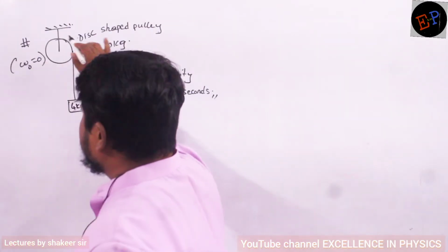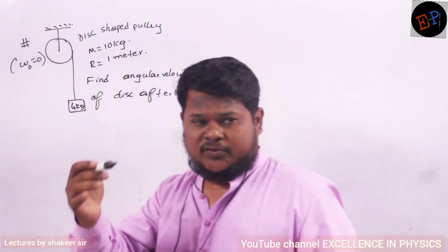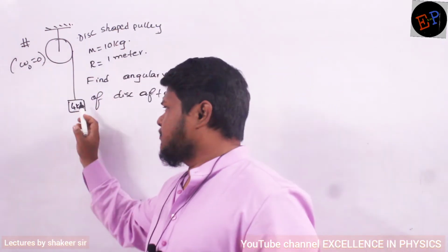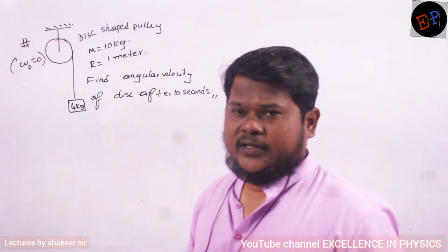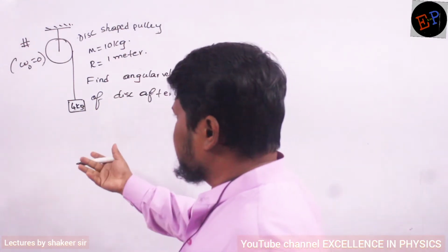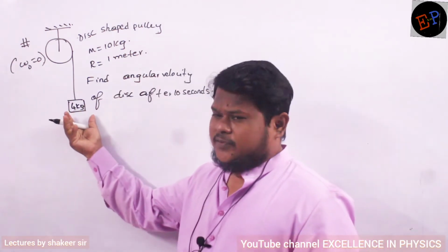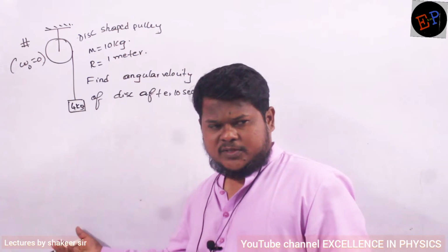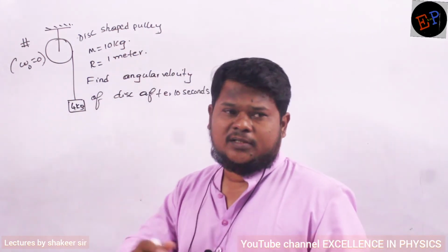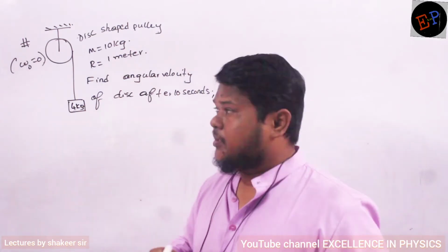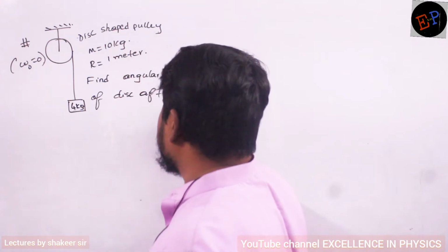Like a disc-shaped pulley, a wire is wrapped around this pulley, and the other end of the rope is connected to a mass of 4 kg. That is the given data. Now when I release this system, initial angular velocity is 0. I am releasing this system, and the weight of this 4 kg body will pull it downwards. So the disc starts unrolling the rope. Clear now? So mass given, radius given, find the angular velocity of the disc after 10 seconds.